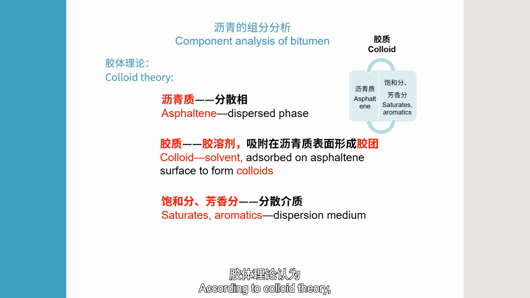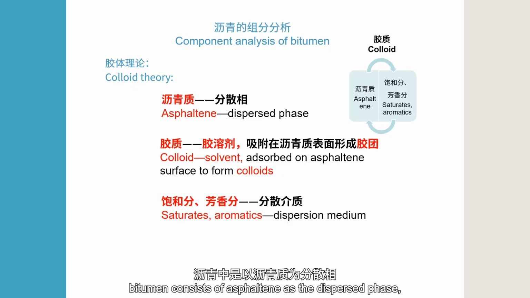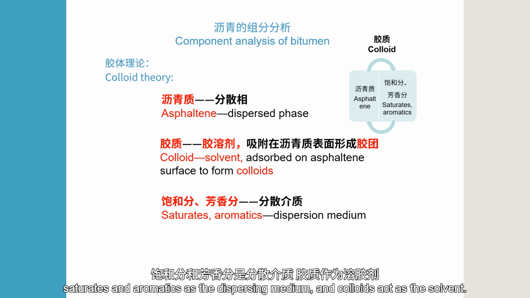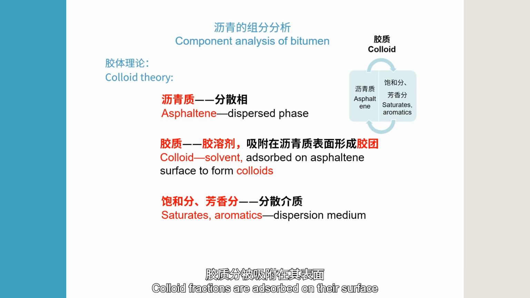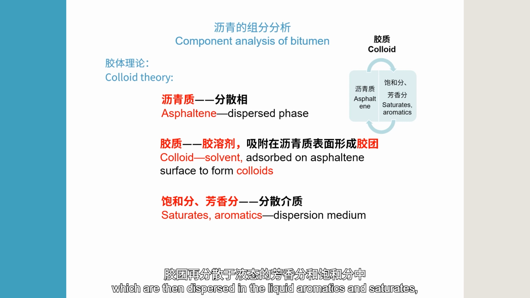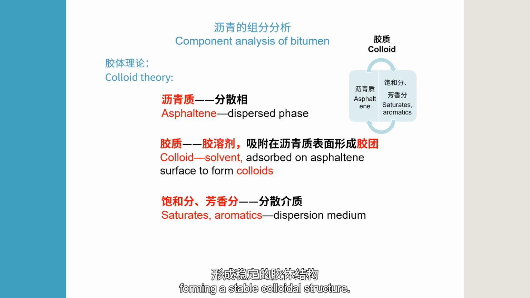According to colloid theory, bitumen consists of asphaltene as the dispersed phase, saturates and aromatics as the dispersing medium, and colloids act as the solvent. Several asphaltene aggregates come together to form a gel nucleus. Colloid fractions are adsorbed on their surface and gradually diffuse outward to form colloidal particles, which are then dispersed in the liquid aromatics and saturates, forming a stable colloidal structure.